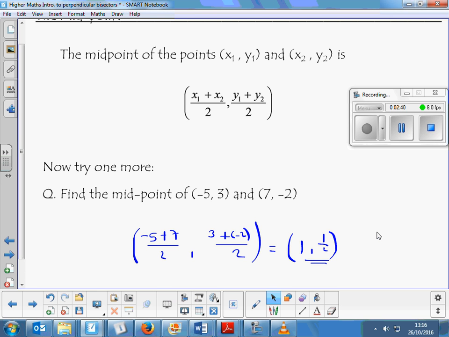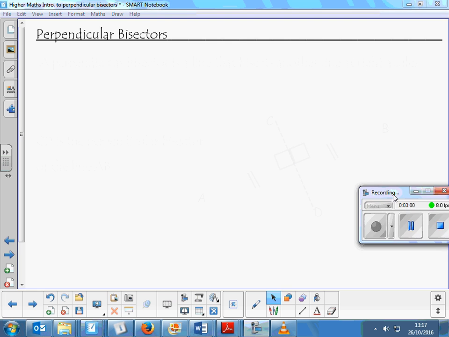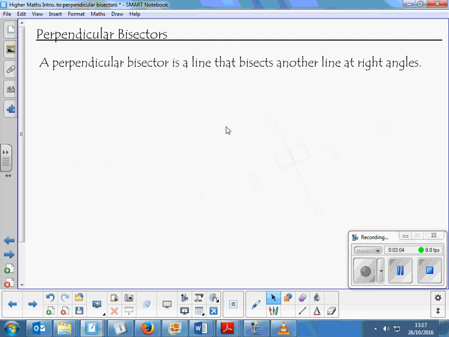Now we need this midpoint because we're going to go on to the next part of the topic, which is perpendicular bisectors. And perpendicular bisectors, like midpoint, the word itself kind of explains what it is. Thinking of the word perpendicular, that means at right angles to, which you should hopefully already know. And bisector means to split something in two, to cut it in half. So a perpendicular bisector is a line that bisects another line at right angles.